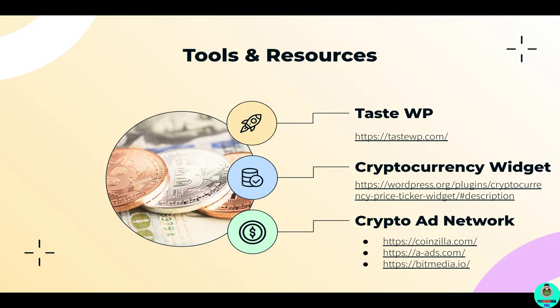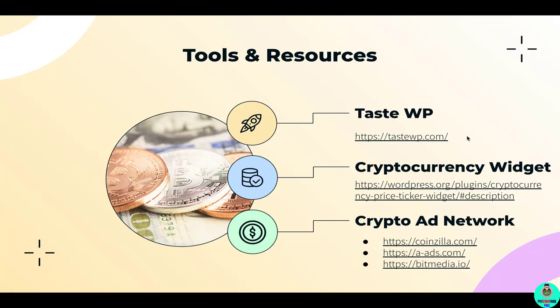What's up, guys? Welcome back. In this video, we're going to get to know more about the tools and resources that we're going to utilize to build our project, to build our cryptocurrency price tracking website. As you guys can see here, there are 3 main tools that will be utilized. The first one here is TasteWP. So as I explained to you in the previous video, TasteWP is basically a WordPress testing platform that you can use for completely free.